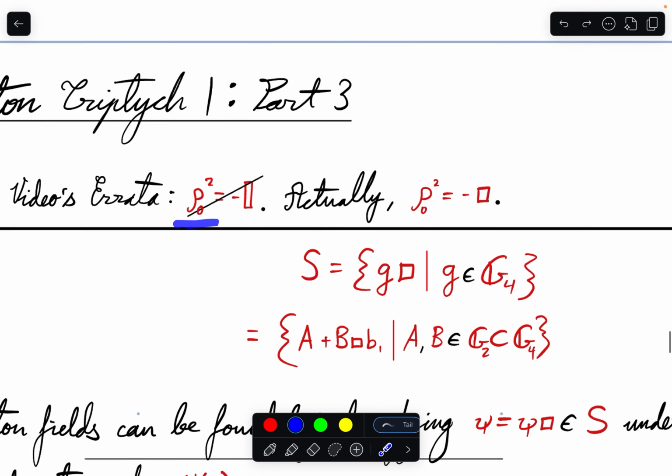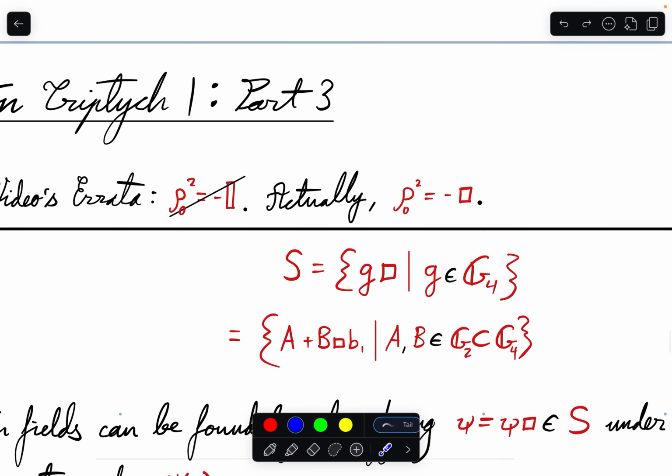this rho naught squared gives you minus this idempotent right here. Actually, it gives you minus the box. Which is a different idempotent, where the box is defined as 1 minus the other idempotent.